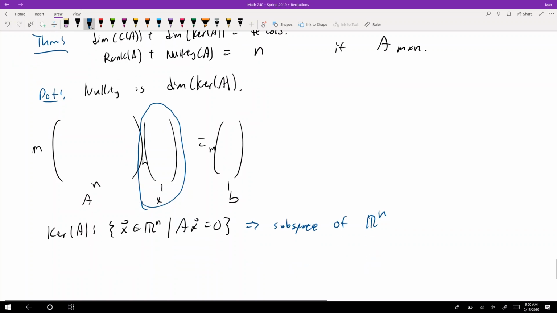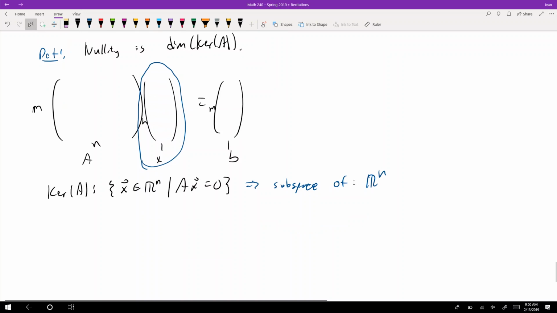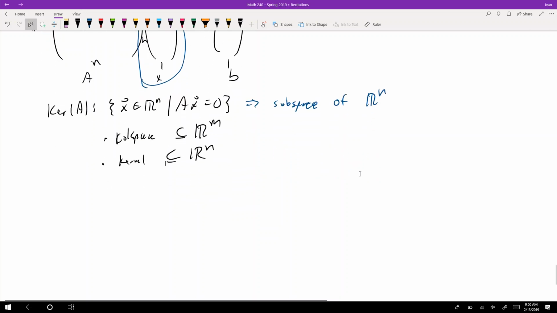So this is why we don't really care about the row space, because the subspace of R^n that we actually care about is the kernel. The column space, remember, was a subspace of R^m, and now the kernel is the subspace of R^n that we care about.